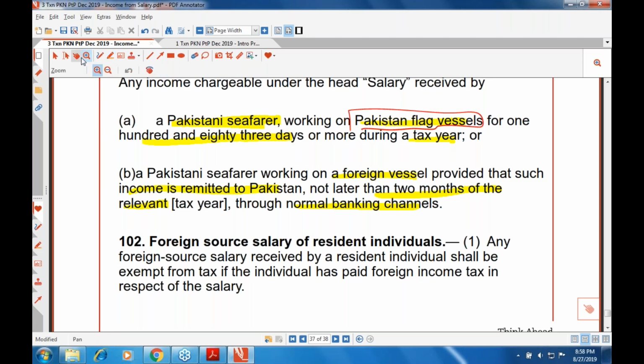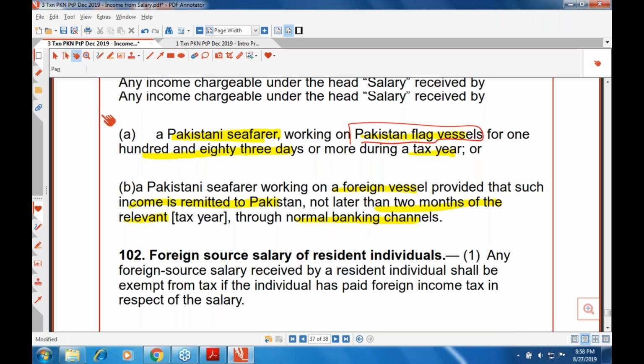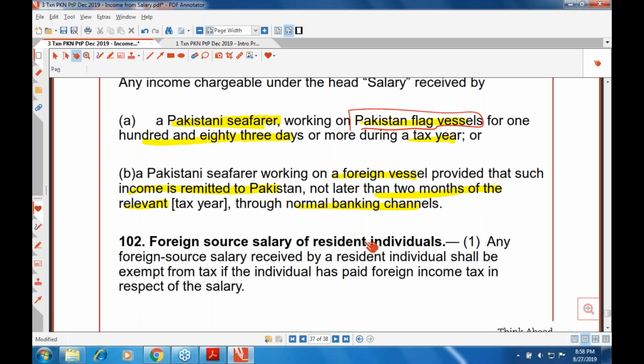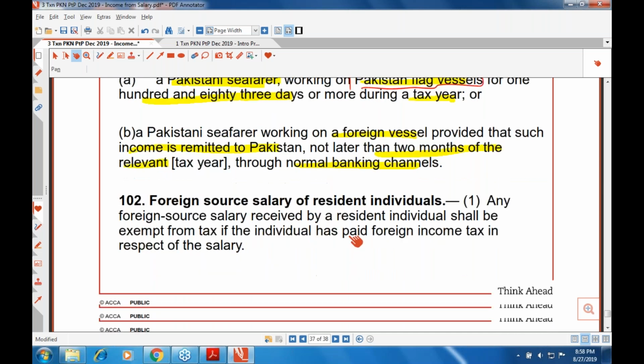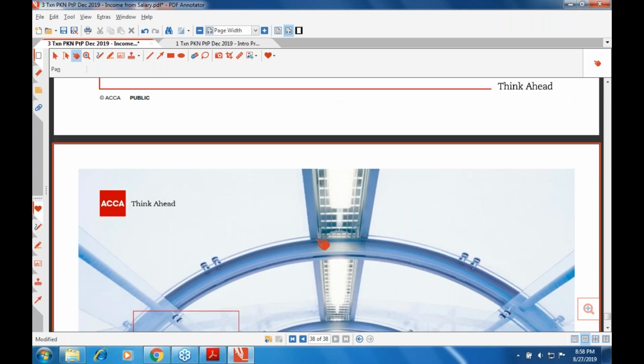So that's an exemption for the seafarers. Lastly, Pakistan source salary of resident individual. If you are a resident in Pakistan, then your foreign source salary is going to be exempt, provided you have paid tax in the foreign country on that. So basically that marks the conclusion of income from salary.